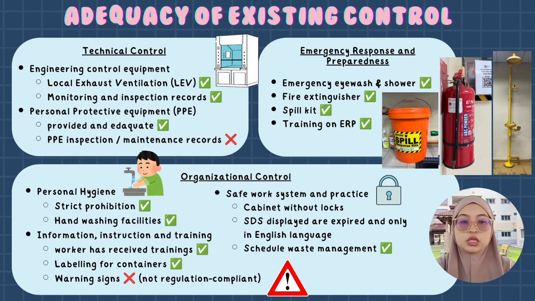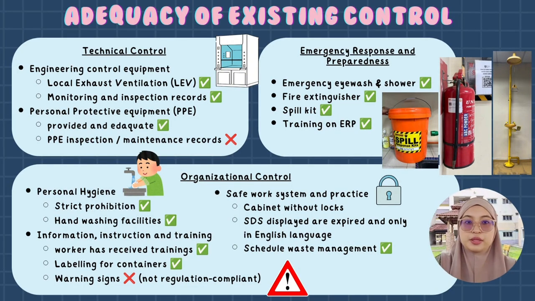Now, we're moving on to the adequacy of organizational control. Personal hygiene is strictly followed by the workers. They are not allowed to drink, eat, or smoke in the work area. Hand wash facilities and instruction are also provided in the work area. Next, workers have received training regarding safe work procedure in the laboratory. The labeling for chemicals is also available, but the warning sign, though provided, does not comply with the USECHH Regulation 2000 standard, which stated that chemical hazard warning sign must be printed in dark red against white background.